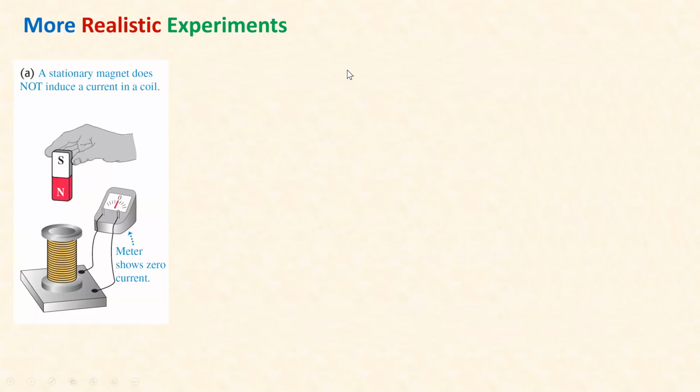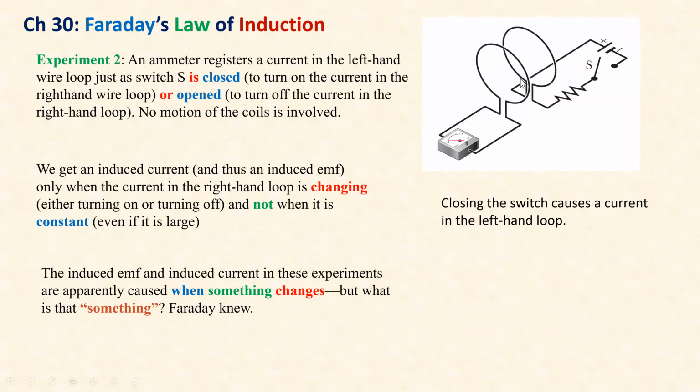type of experiment that doesn't involve any motion. An ammeter registers the current in the left-hand wire loop just as switch S is closed to turn on the current in the right-hand loop. So you see, there's no physical contact here. This circuit is completely separate from this circuit. But when you close the switch, the current starts to flow in this circuit, and that creates a current in the other circuit, even though there's no motion.